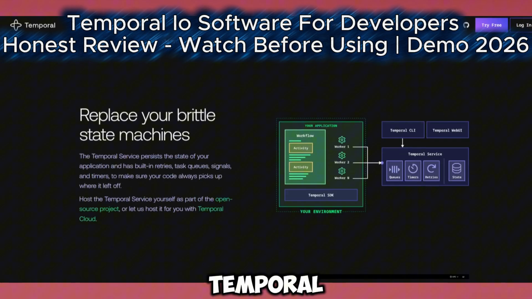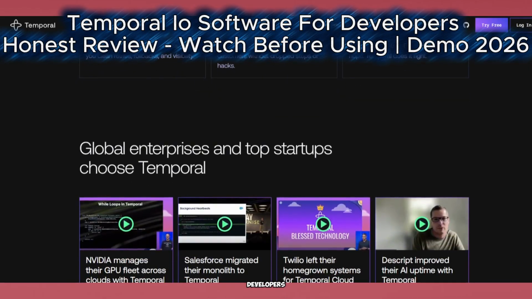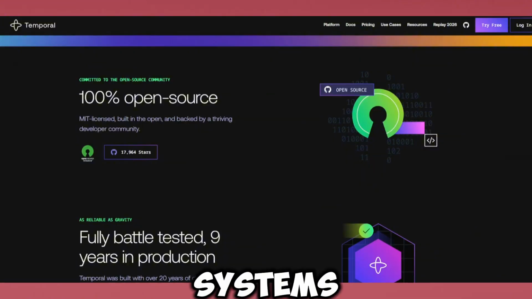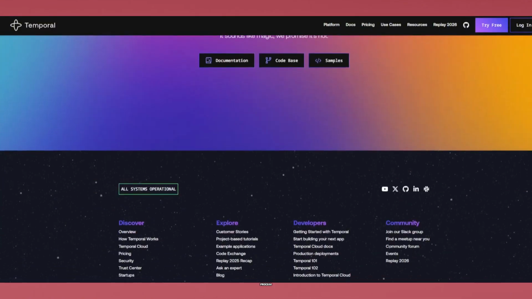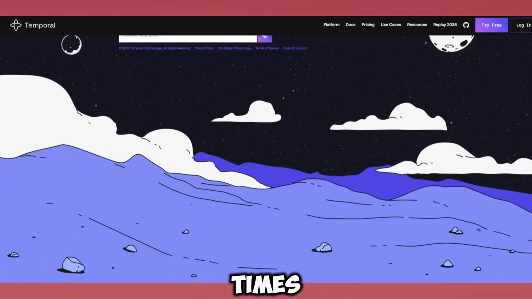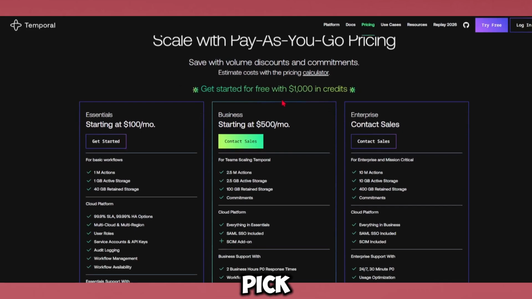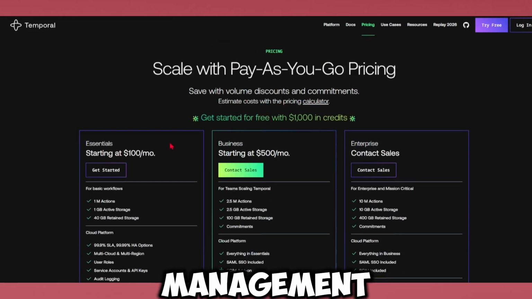So what is Temporal? At its heart, Temporal is a durable execution platform. It's designed for developers building complex, long-running applications, things like order processing systems, AI training pipelines, or financial transaction ledgers. If a process crashes, a network call times out, or a server goes down, your workflow can automatically recover and pick up right where it left off, without you writing complex reconciliation logic or state management code.